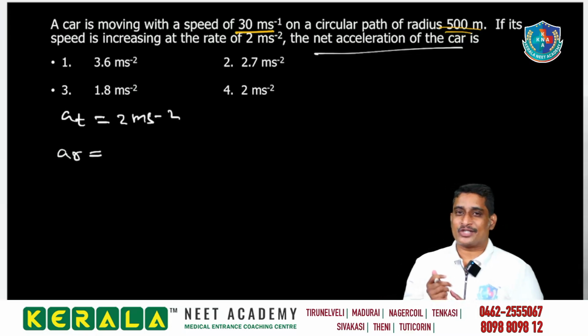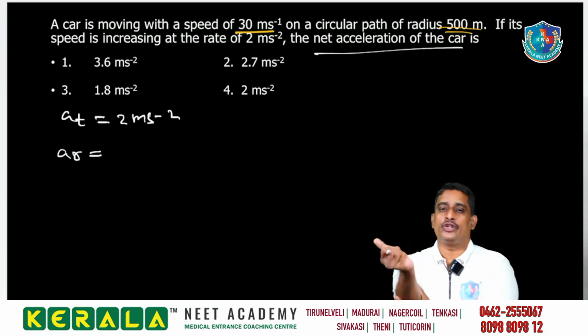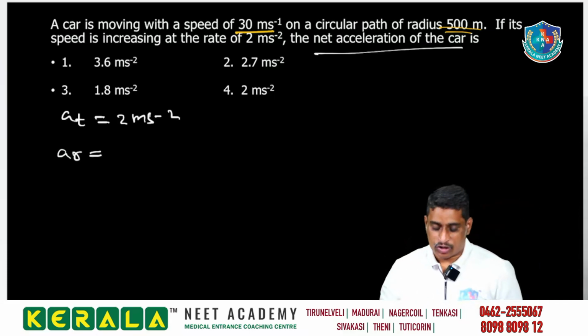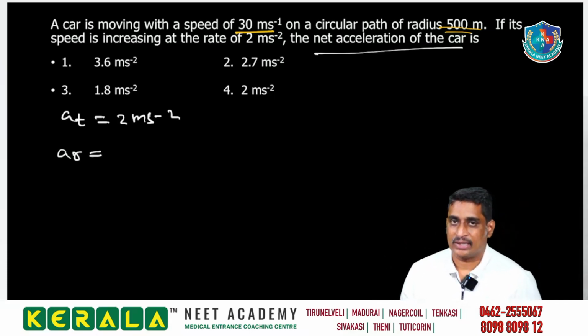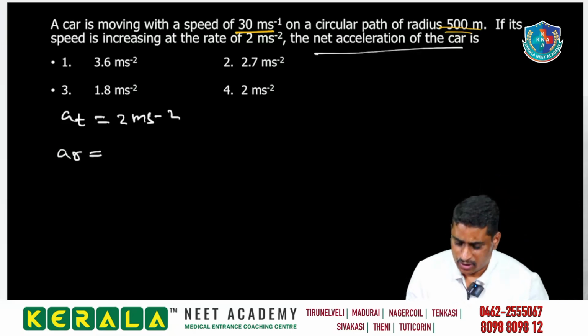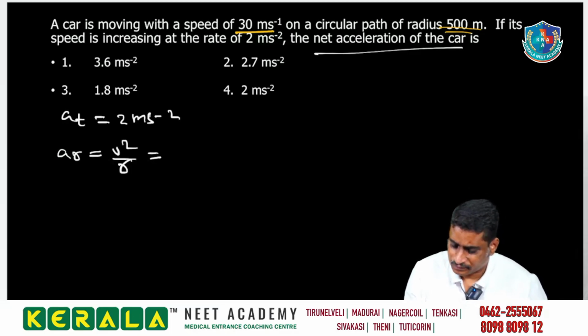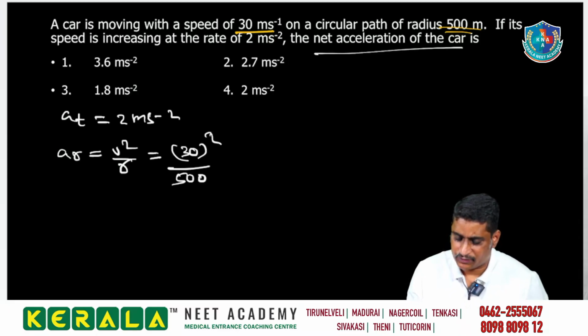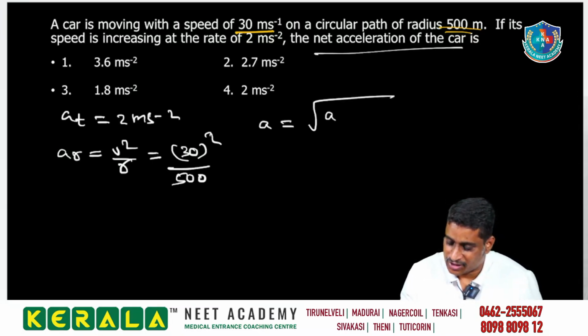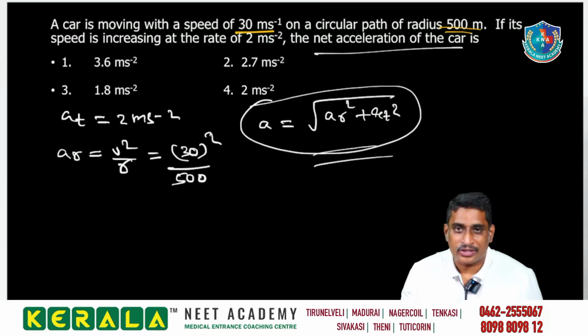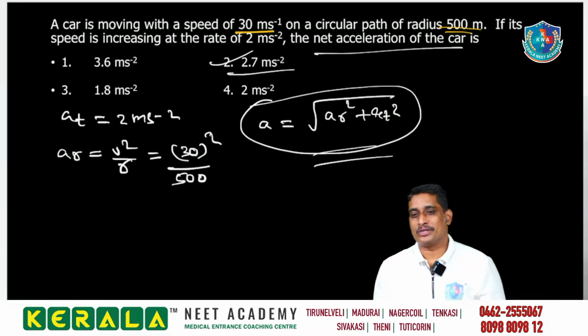They are asking us to find out the net acceleration of the particle. If there is a tangential acceleration in circular motion, definitely that circular motion comes under non-uniform circular motion. In non-uniform circular motion, the net acceleration of the particle is the resultant of tangential acceleration and radial acceleration. Radial acceleration, another name is centripetal acceleration, which will be given by v square by r. V is given 30, whole square, divided by r value they have given, 500 meters. From this you will get radial acceleration. They are asking us to find out the net acceleration of the particle. So net acceleration will be root of a_r square plus a_t square. By substituting these values in this equation and solving, the answer will come out to be 2.7 meters per second square.